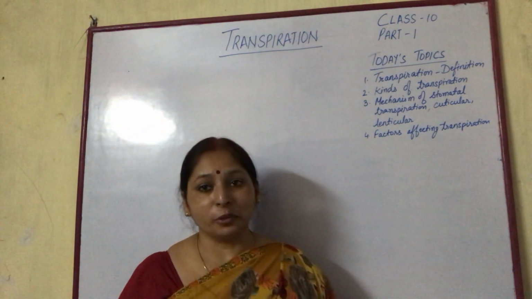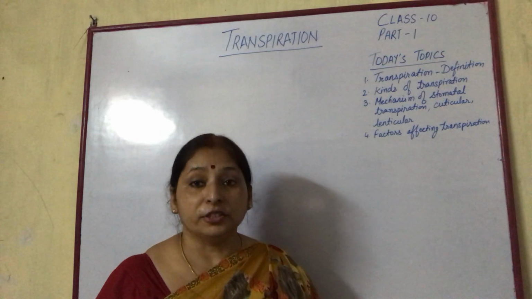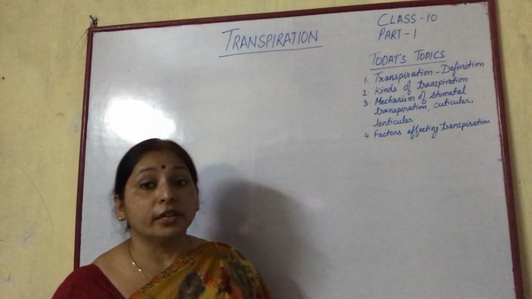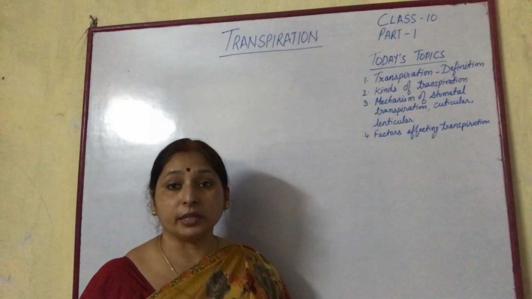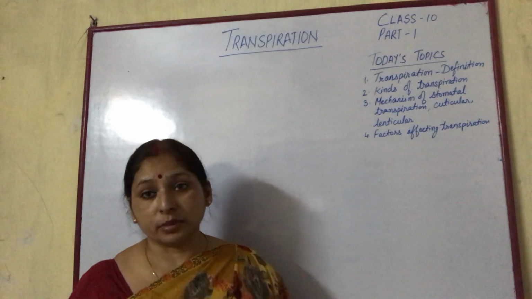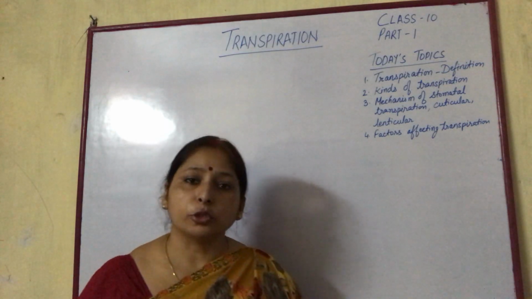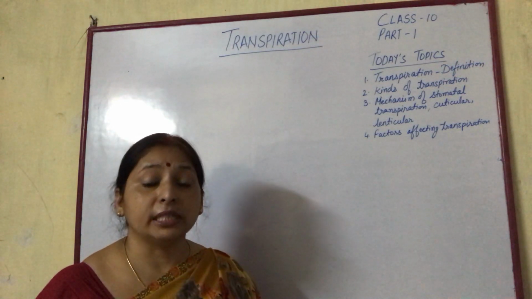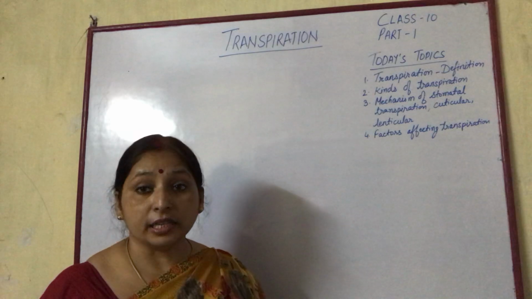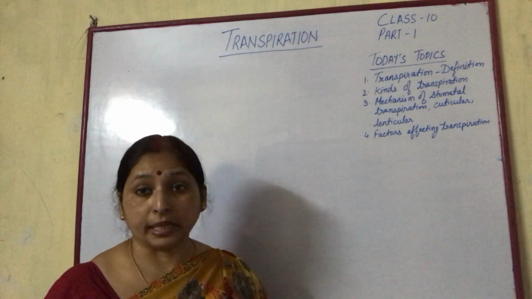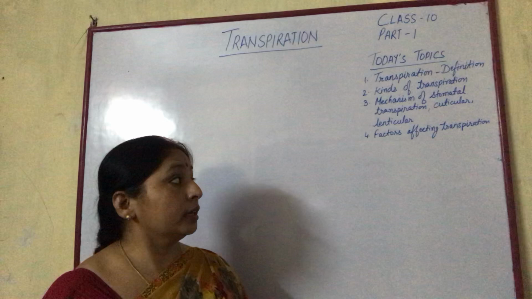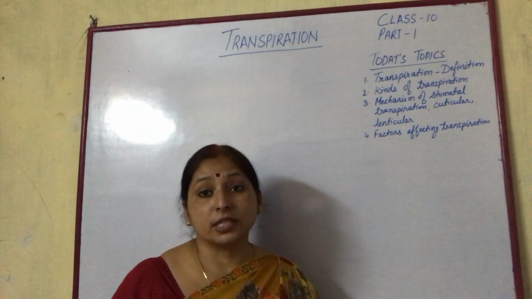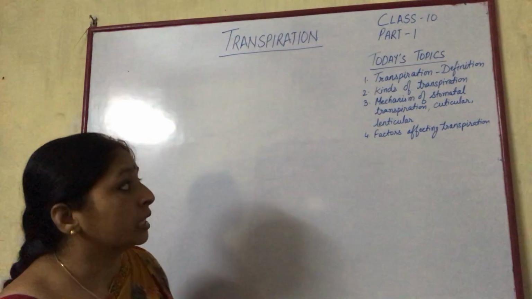Hello students, today I am going to start a new chapter, which is transpiration. In this chapter we'll study the definition of transpiration, kinds of transpiration, then the mechanism of transpiration, which is basically about stomatal transpiration, and cuticular or lenticular transpiration. The transpiration by these areas is very less. So we'll discuss the mechanism of stomatal transpiration, and after that the factors affecting transpiration. So let's start with the first topic, which is the definition of transpiration.